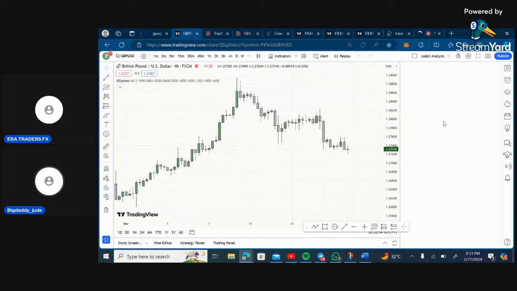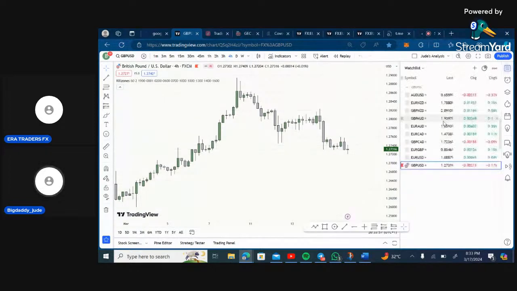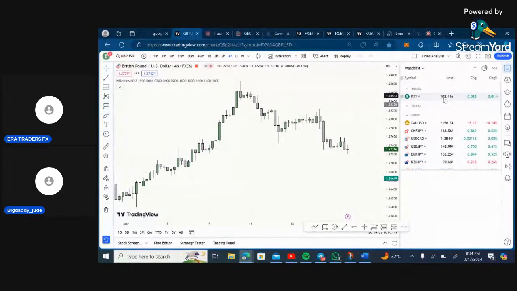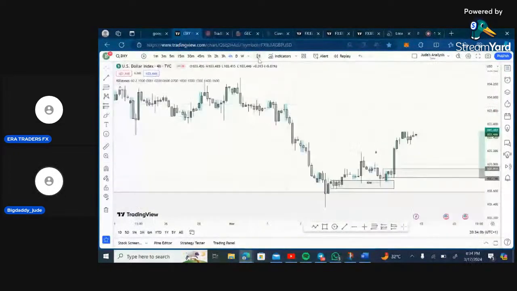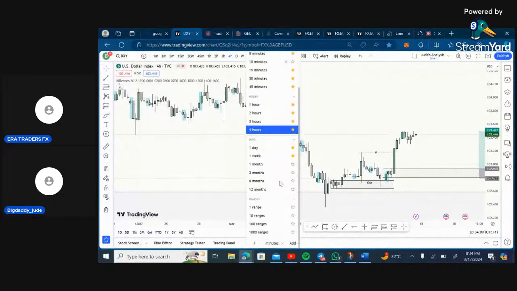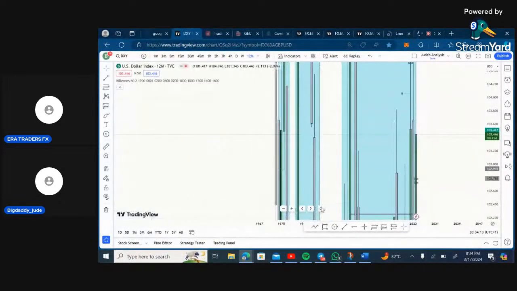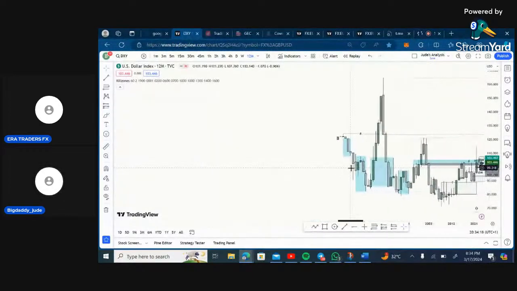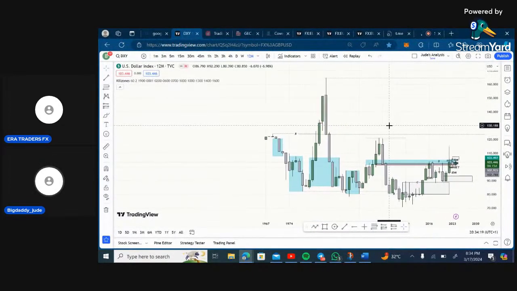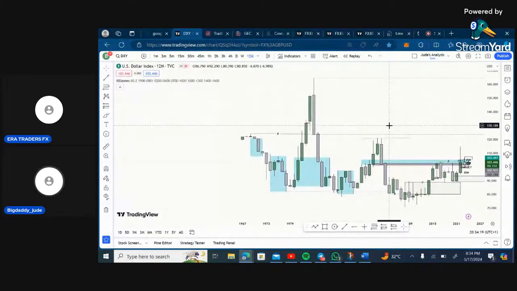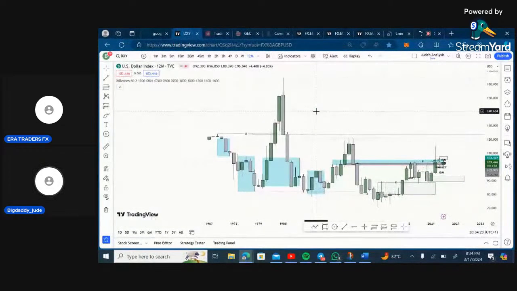Okay, so let's take a top-down approach, right? This time around for DXY. I just want to go through what I have already on DXY using a top-down approach. So this is the 12-month time frame. Now, what can we see from the 12-month time frame?